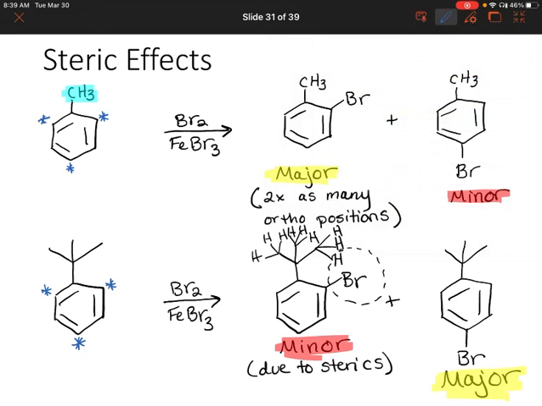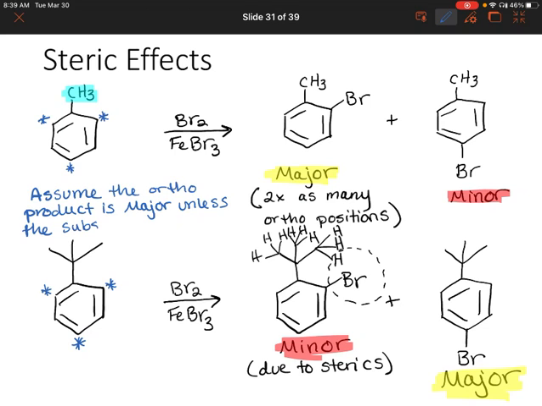So the main message here is that we're going to assume the ortho product is major unless the substituent is large, and then it flips.